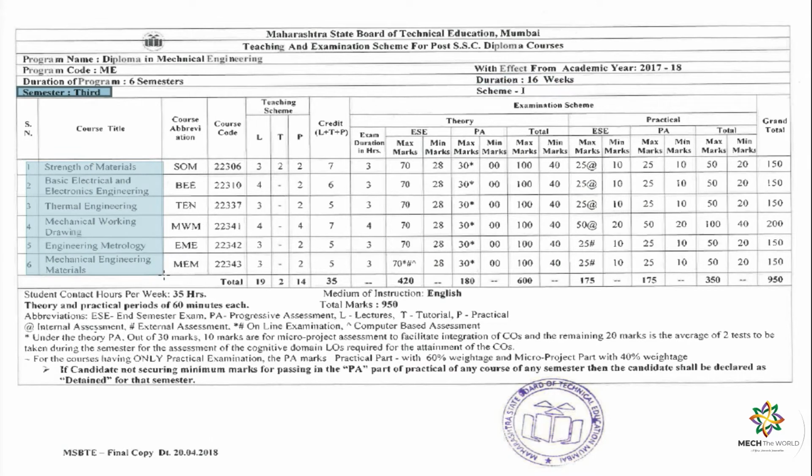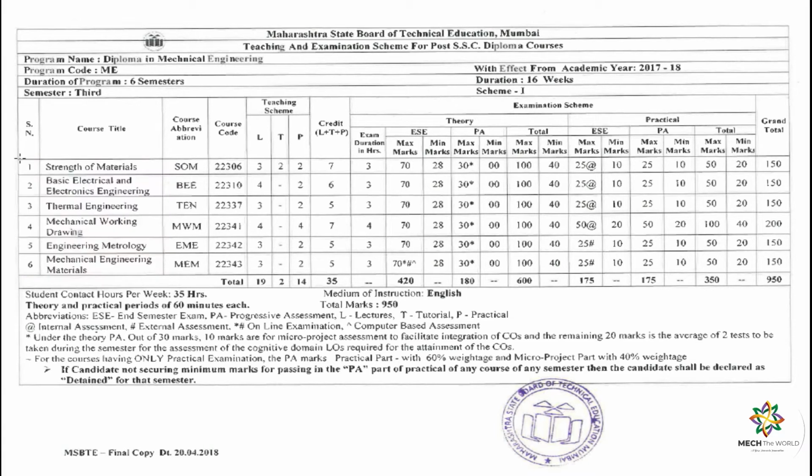In MECH we are going to study 6 different subjects named strength of material, basic electrical and electronics engineering, thermal engineering, mechanical working drawing, engineering metrology, and mechanical engineering materials. Let's move ahead and see the marking scheme of each subject.